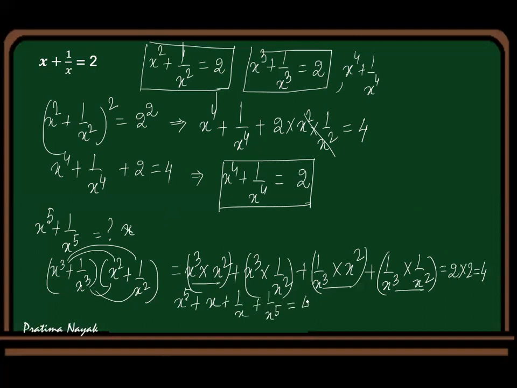And what is the result? Result is 4. So x to the power 5 plus 1 by x to the power 5 plus this, I'll put the value. How much it will be? 2 is equal to 4. So this gives you, I'm writing here, x to the power 5 plus 1 by x to the power 5 is equal to again 4 minus 2. That will be 2.